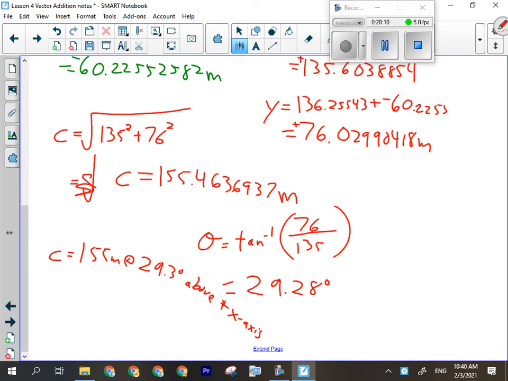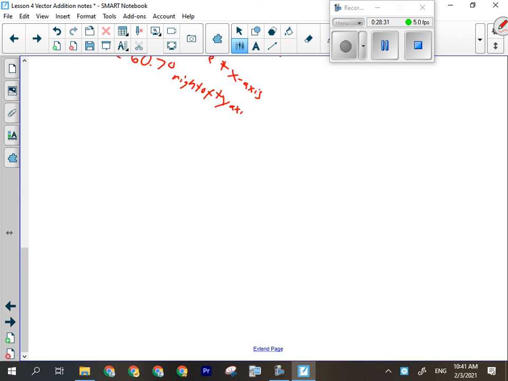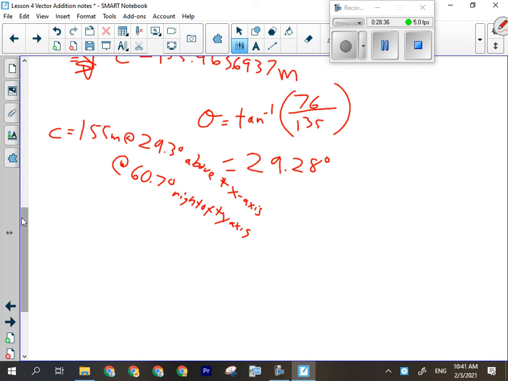x-axis. I could have also said it's 155 meters at the complementary angle. That would be 60.7 degrees left, or sorry, not left, right of the positive y-axis. Either one of those directions would be fine, because they're the same thing.